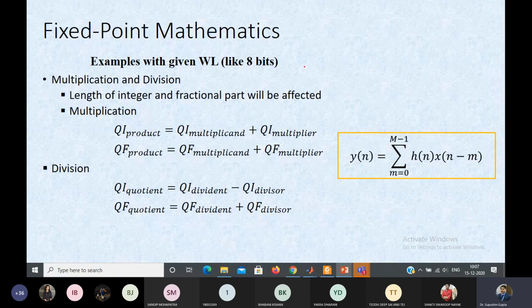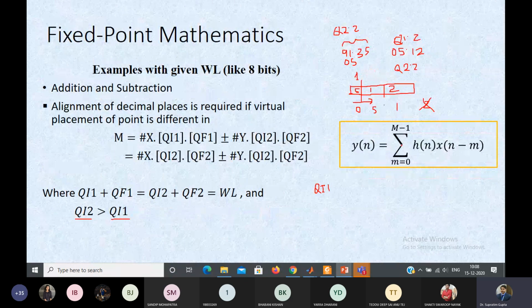For multiplication and division, the QI of the product would be the multiplicand QI plus the multiplier QI, and QF will be the same. For division, it will be the subtraction of that. So that means if I have, say, 5.12 into 91.56, I should get 3.4 format in decimal. That means whatever value we will get here. Where it is required, hn into xn minus n, and then the summation is also required, these summation terms.